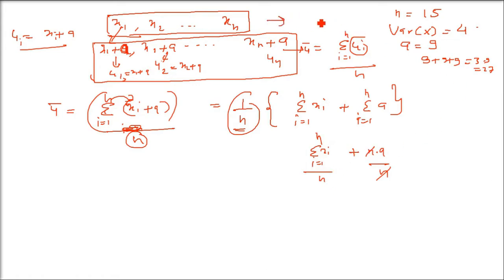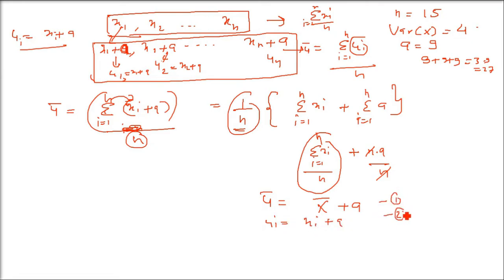And what about this one? So you have, what was sigma xi by n? It's x bar. So sigma xi by n was x bar only. And this is a. So u bar is x bar plus a. And ui was what? xi plus a. This was the first equation. So first equation, second equation.